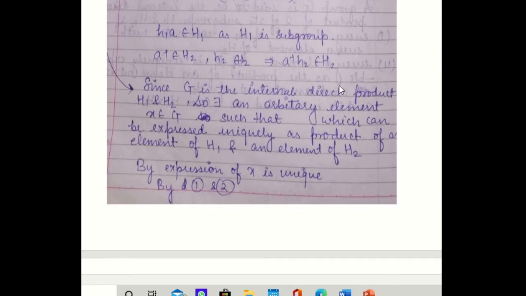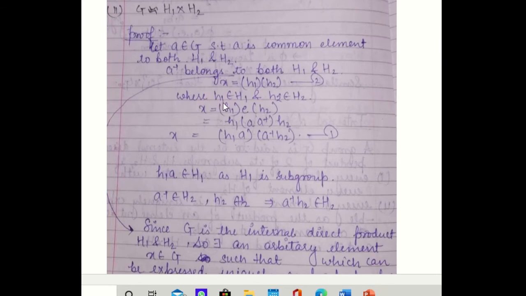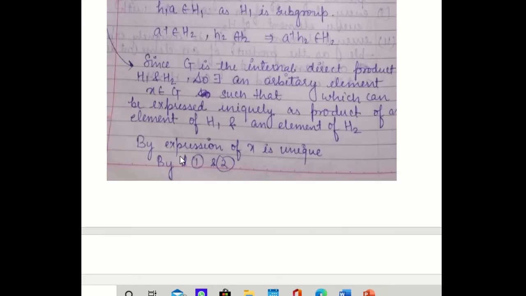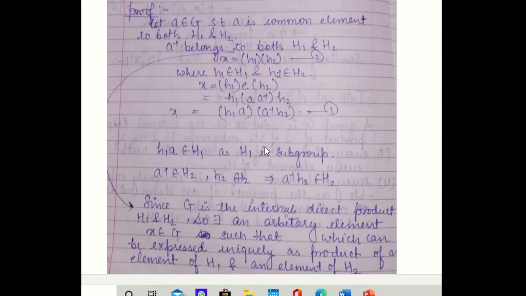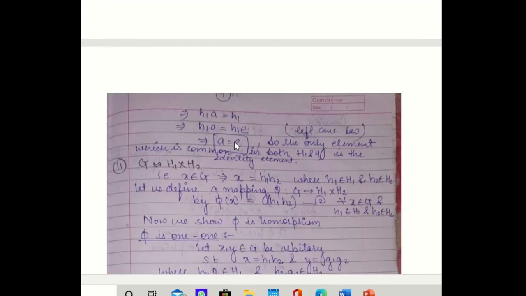Since G is the internal direct product of H1 and H2, for an arbitrary element X belonging to G, it can be expressed uniquely as a product of an element of H1 and an element of H2, like this: X is equal to h1 h2. Since the expression of X is unique, by equation 1 and 2, we have h1A is equal to h1. So this can be written as h1A is equal to h1E, where E is identity element. Now we use cancellation law, so we get A equal to E.